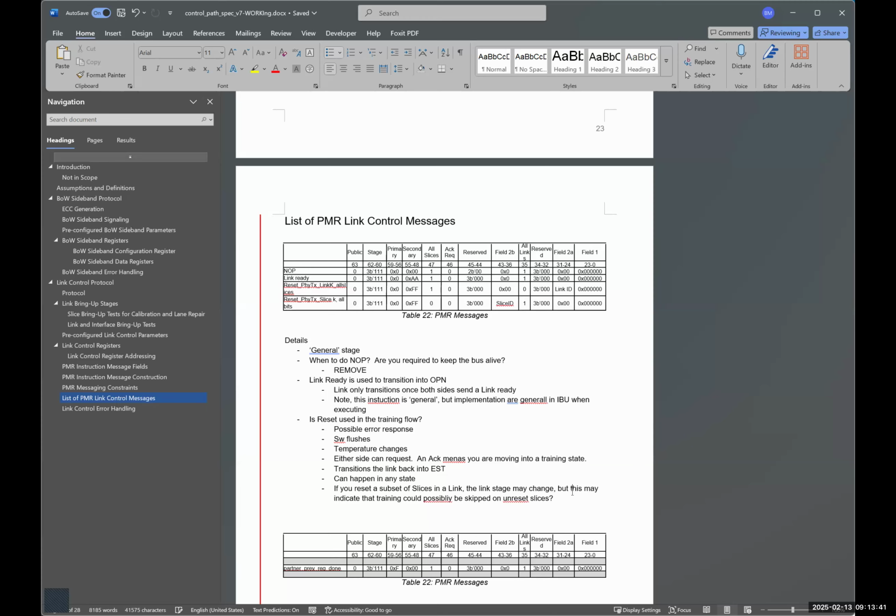How about this? Okay. How about, do we want to say that each slice maintains its own state?